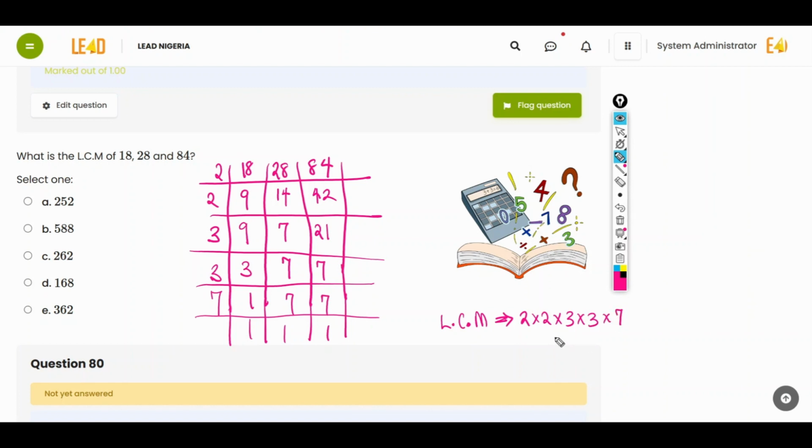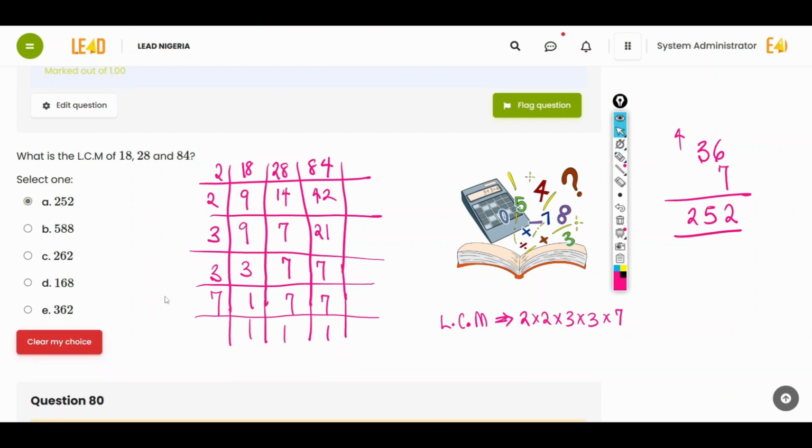So 2 times 2 is 4. 4 times 3 is 12. 12 times 3 is 36. So the answer is 36 times 7. That's 42, and then 7 times 3 is 21. 21 plus 4 is 25. So we have 252. 252 there.